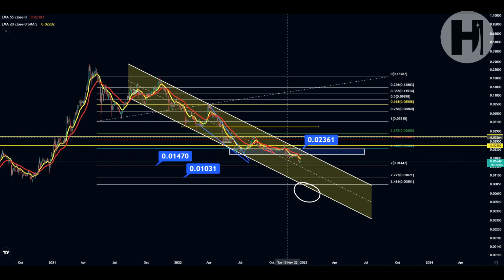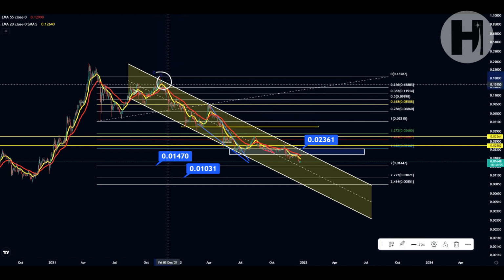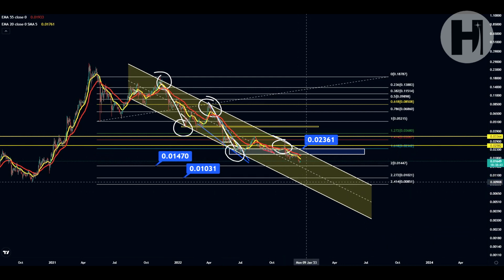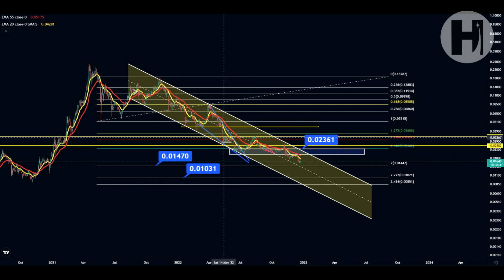And each time you hit the resistance of the channel down pattern, you had a move all the way down to the support of the channel. For example, you had a resistance touch here, move back down to support. Resistance touch here, move back down to support. Resistance touch here, and guess what? Move back down to support. Now, obviously, this is not guaranteed, but mathematically speaking and historically speaking, this is very probable.